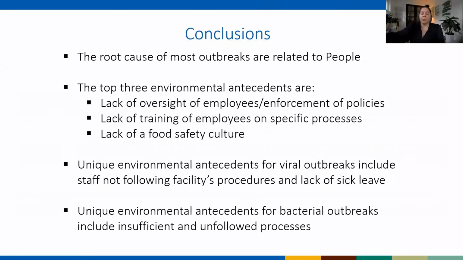All right, so some of the conclusions from this study: the root cause of most outbreaks are related to people. As you could see, as it was broken down per year, that people category was much higher than the others. The top 3 antecedents related to people are lack of oversight, lack of training, and a lack of food safety culture. Unique environmental antecedents for viral outbreaks, the norovirus outbreaks, include staff not following the facility's procedures and a lack of sick leave. And unique environmental antecedents for bacterial outbreaks are insufficient and unfollowed practices.